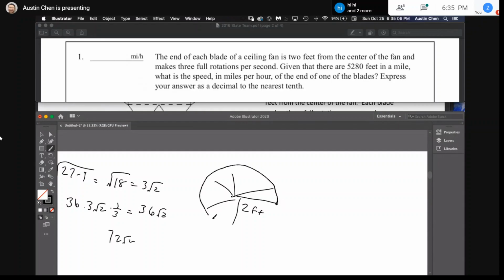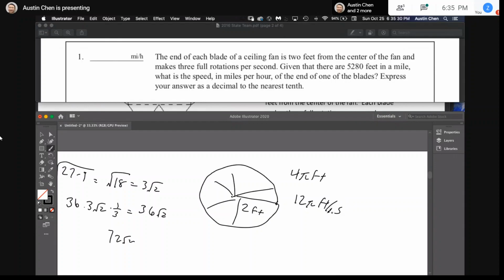So it's going to travel in a circle around this fan, right? And it's going to be a circle with the radius of 2 feet. So it's going to travel around the circumference, and the length of the circumference is just going to be 4 pi feet, right? And then it makes 3 full rotations per second, so it's going to go through the circumference 3 times per second, or it's going to travel 12 pi feet per second.